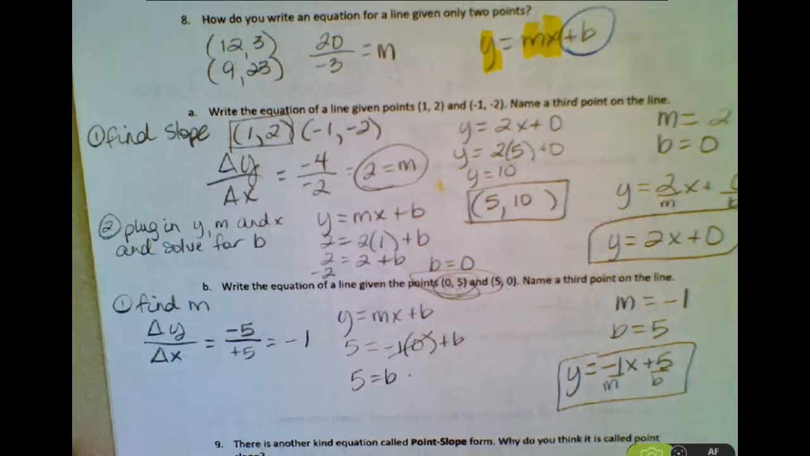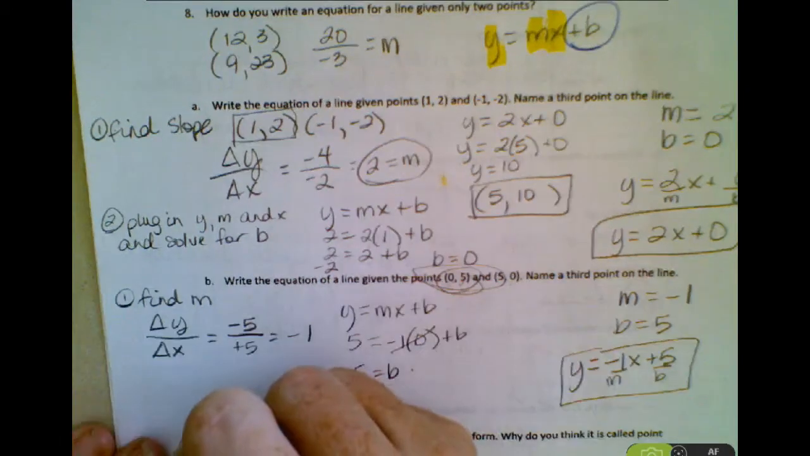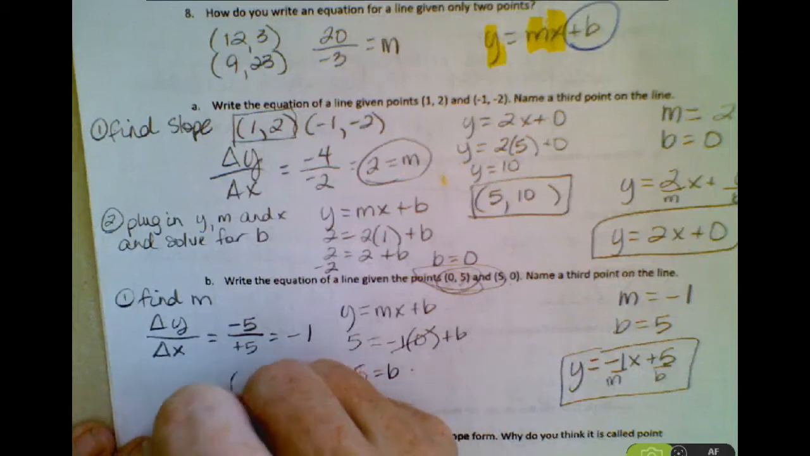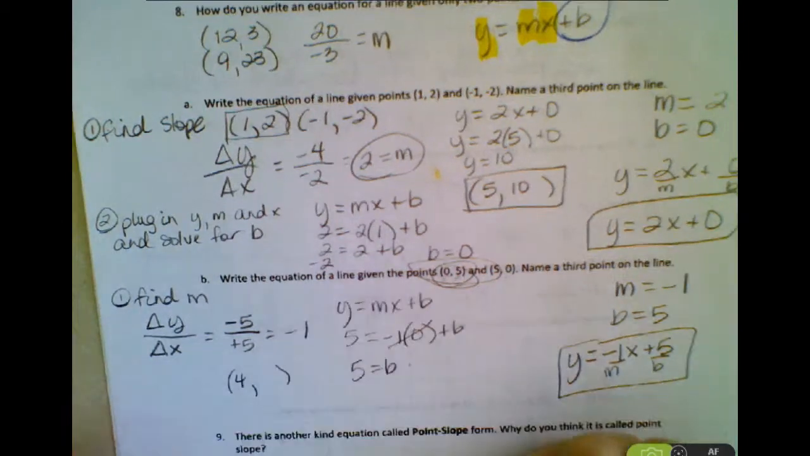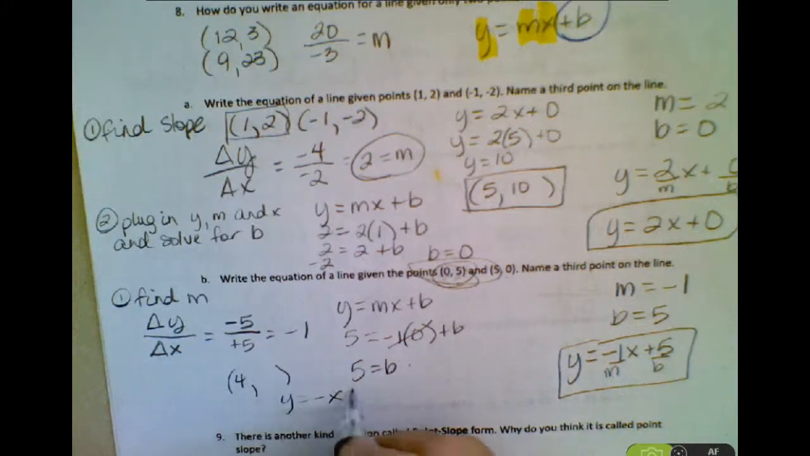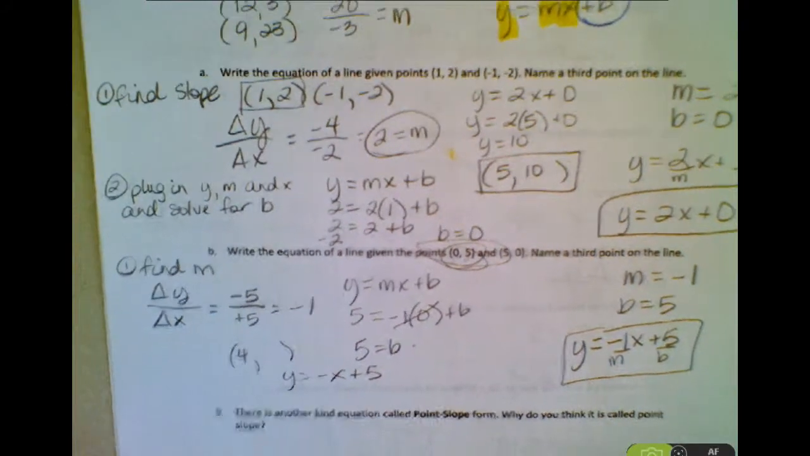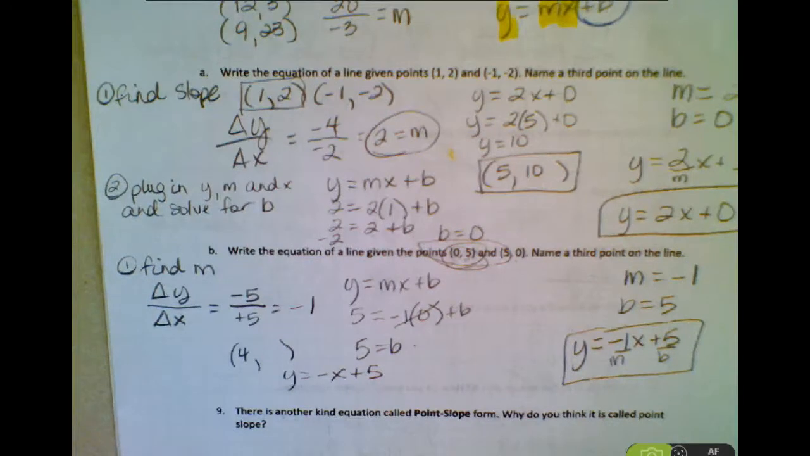All right, let's find one more point on that line. So, choose a number, Alyssa. 4. Thank you, Alyssa. So, Alyssa's choosing 4. And now we're plugging into this. So we have y equals negative x plus 5. Where am I going to plug in that 4? For the x or the y? AJ, am I going to plug in 4 for the x or the y? X, good. So y equals the opposite of 4, negative 4, plus 5.